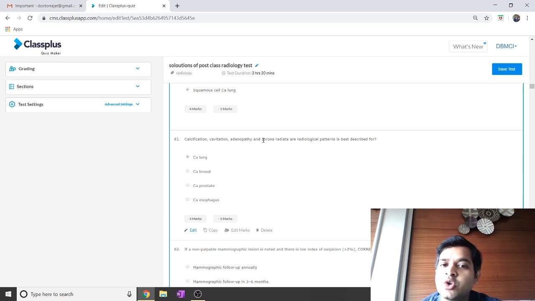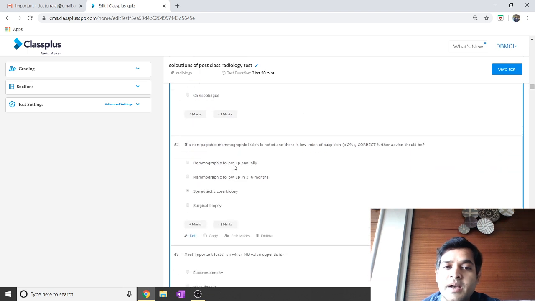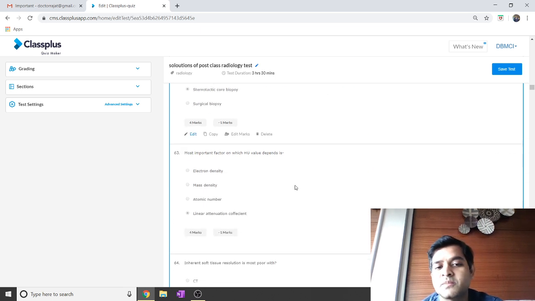Calcification, cavitation, adenopathy, and corona radiata are best described for carcinoma lung. If a non-palpable mammographic lesion is noted and the suspicion is more than 2%, it becomes BIRADS 4 and I need to do a stereotactic core biopsy.